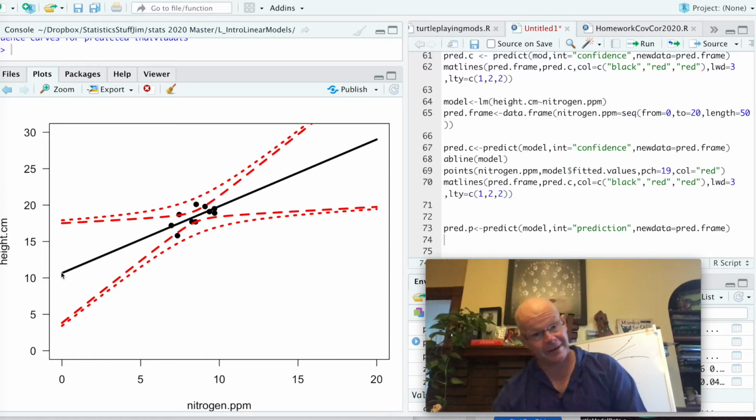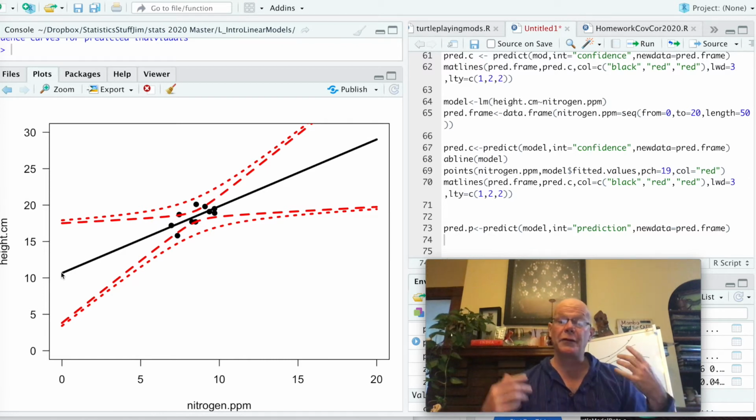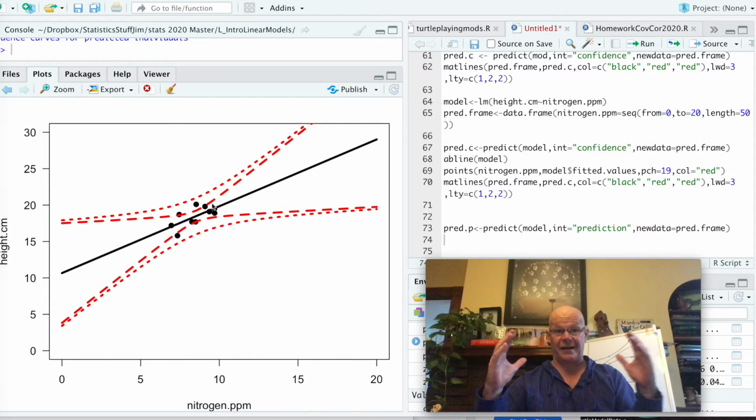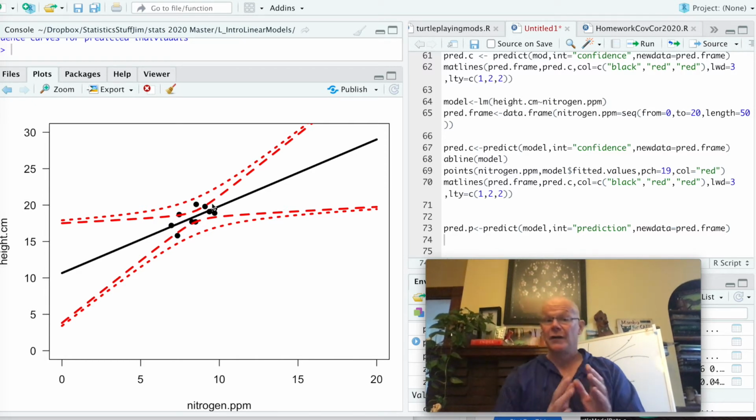Likewise, as anybody knows who is a failed home gardener, if you dump too much nitrogen, you can also kill the plant. So it's unlikely that if you start putting in 20 parts per million, you're actually going to get a super tall plant, because at that point, the plant might start to get sick and start dying out. So beyond the range of our data, I don't trust our model, and neither should you.